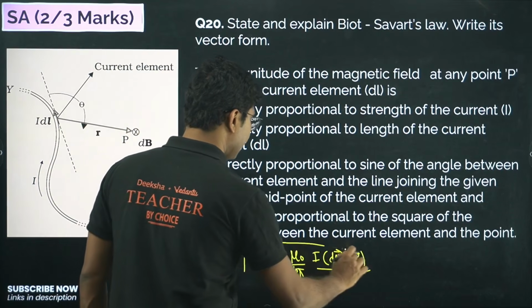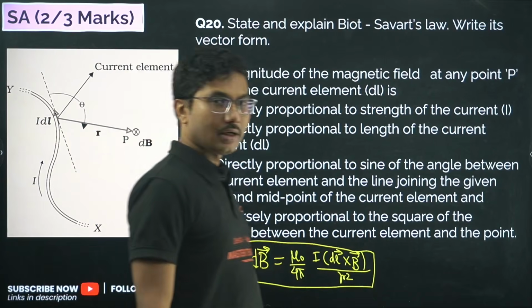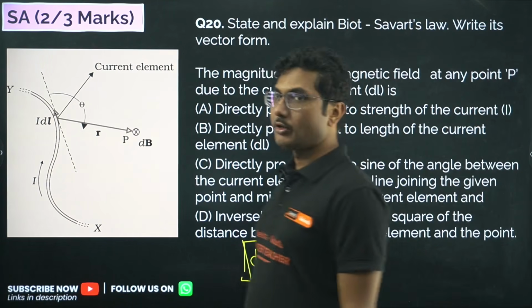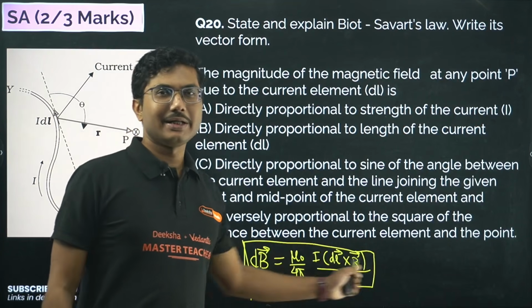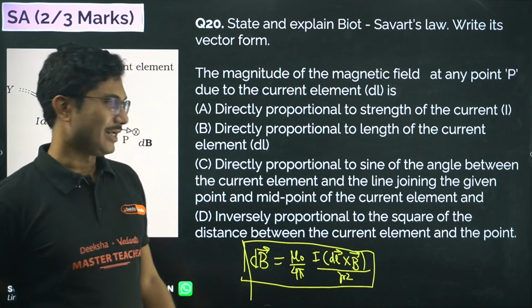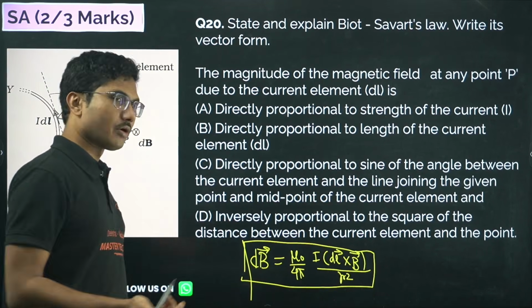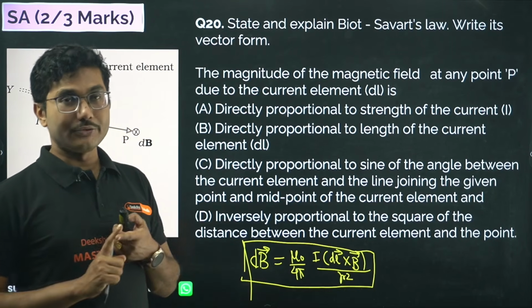There is no sine theta, because in vector form sine theta is actually inside the cross product. That's why sine theta is hidden in this equation. Do not write a sine theta over here. I have seen students who write everything right, but they write one sine theta over here, which is not correct. Also, it is not r cross dl, it is dl cross r. The order of the cross product is very, very important when you are using a cross product.